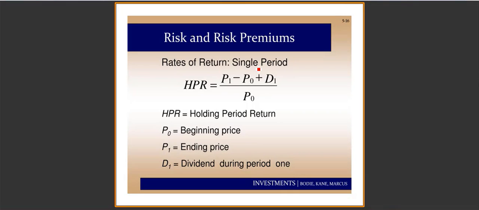I want you to notice something about the holding period return here. We've got P0, which is the value of the asset, the price, I guess, at the beginning of the holding period, and P1 is the price at the end of the holding period. So again, if your holding period was a 3-month holding period, that was the price at the beginning and the price at the end. D1 represents the dividend that was received during this holding period.